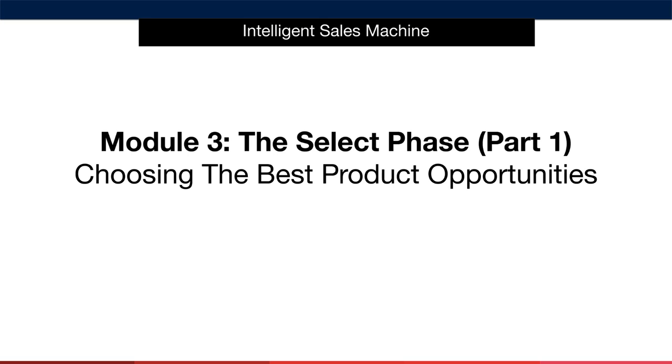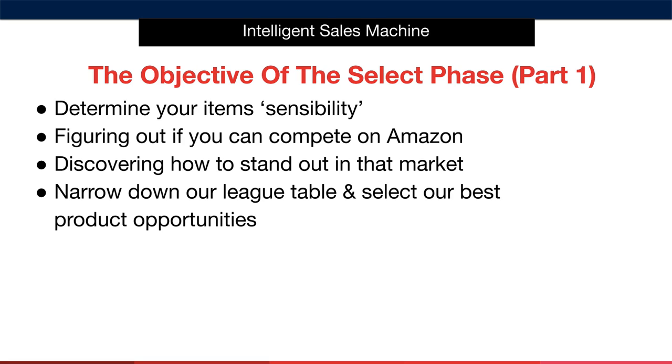So then, let's get more specific about the objectives of the first part of the select phase. The first thing we're going to do is determine whether or not it's sensible to move forward with the item you found. We do this by looking at the overall market for that type of item and analyzing it by implementing the market analysis process, or MAP. We'll then develop an accurate picture of the competition for that item on Amazon and be able to assess whether or not we can create an offer that will compete and ultimately prevail in that market.